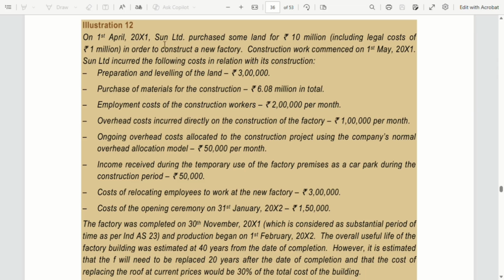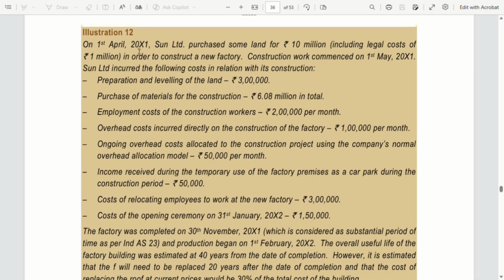On 1st April 2001, Sun Limited purchased some land for rupees 10 million, including legal cost of 1 million. So legal cost can be included, so we will directly take 10 million as the land cost, in order to construct a new factory. Construction work commenced on the 1st May.